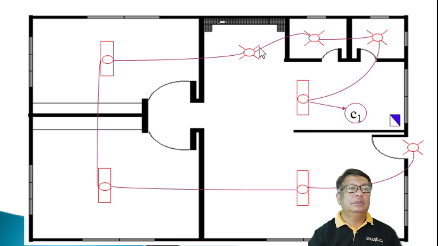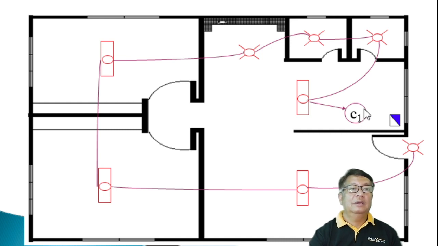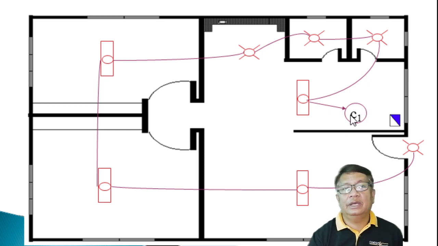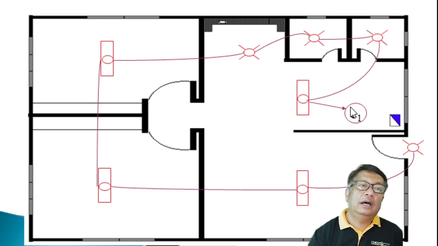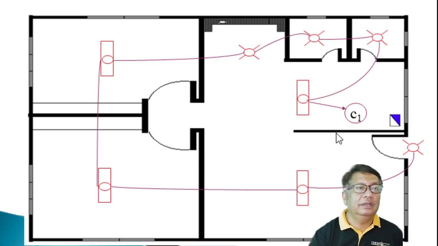So how many lamps? One, two, three, four, five, six, seven, eight. Eight lamps are connected in one branch circuit. By the way, this is the symbol of a branch circuit, and every time you draw a branch circuit, try to locate it facing your panel board. It is just a suggestion anyway.